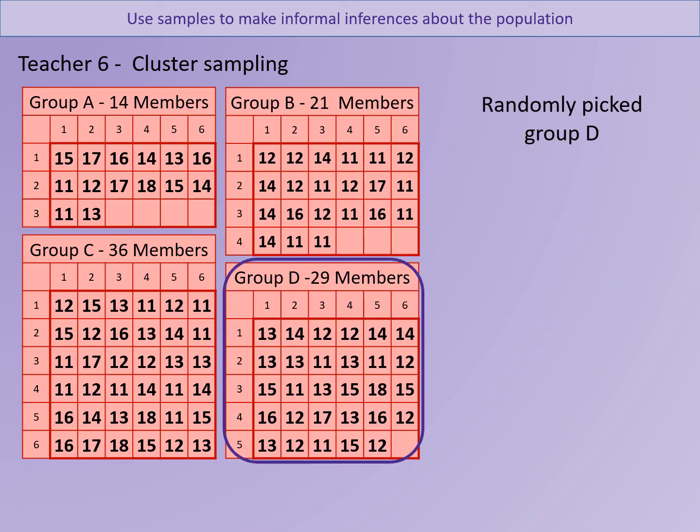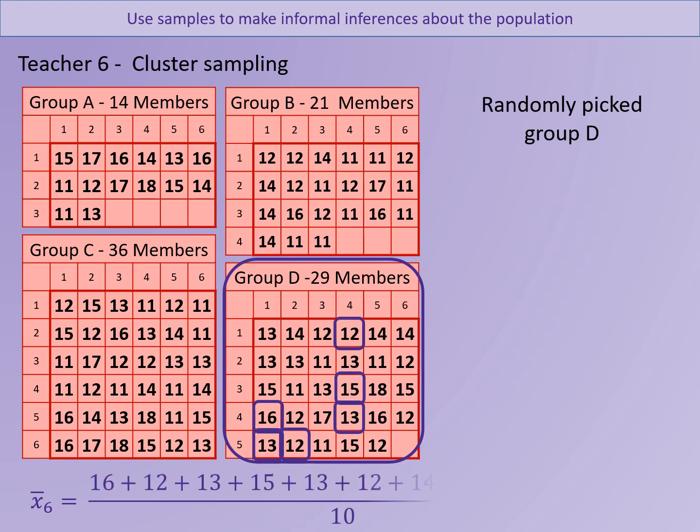And then finally teacher 6, who is doing some cluster sampling and is taking a sample from group D. So that's his cluster. And then within that group, they are randomly choosing 10 students. So again, they would be using the random number generator on their calculator to take 10 from these 29. And it turns out that these are the 10 students who that teacher takes, and they have a mean age of 13.6.